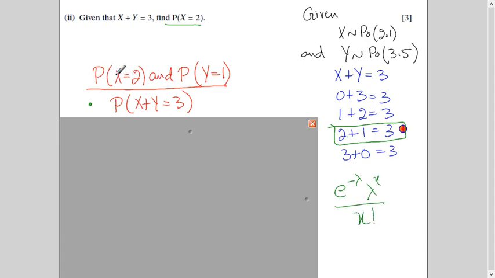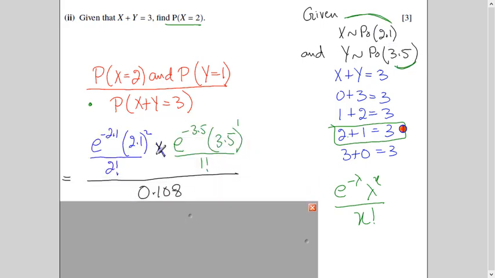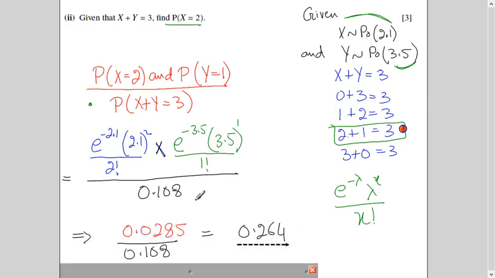And for this part, your x will be what? 2.1. Because for the random variable x, your lambda is 2.1, and for your random variable y, your lambda will be 3.5. So remember using the correct values. So you will substitute it in the formula here, and the denominator you are picking up from part 1. And after that you are calculating. So use the calculator accurately and you will get the answer, which is 0.264.